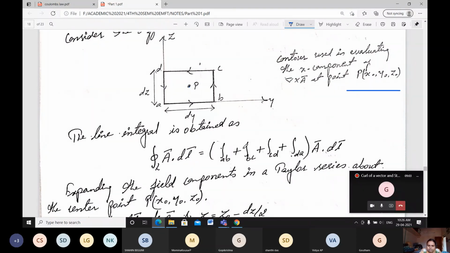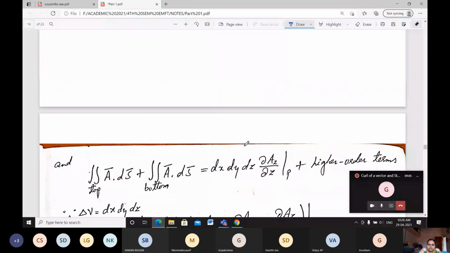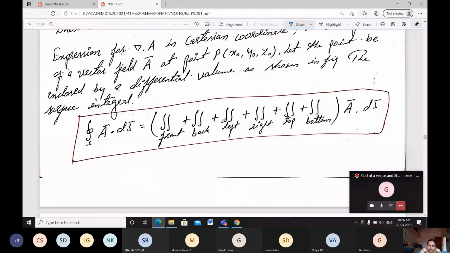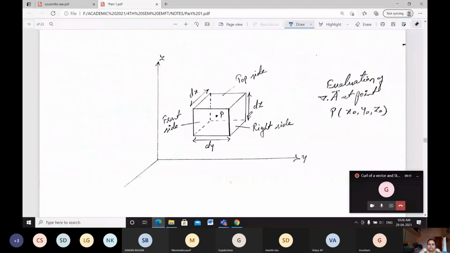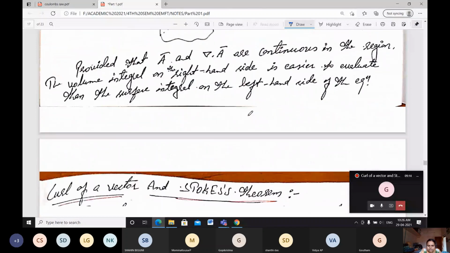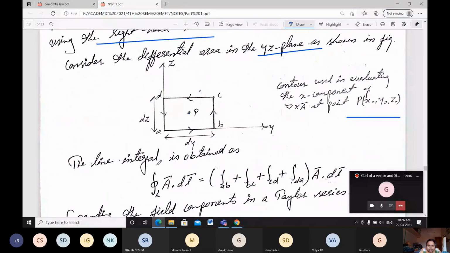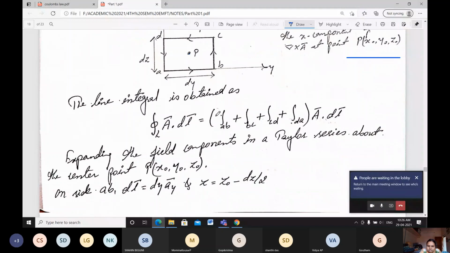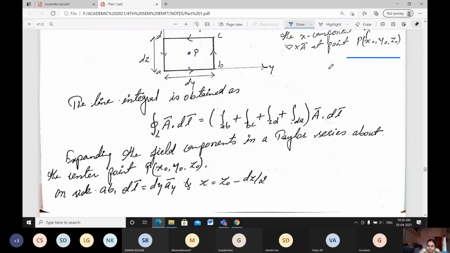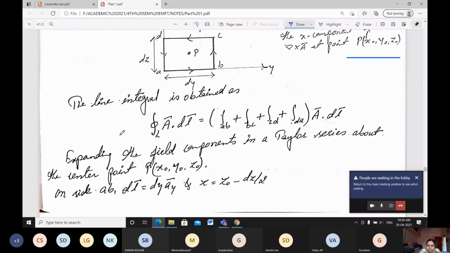The line integral is going to be obtained. In the previous case we took front, back, up, down, right, top, bottom. Here it is taken in the same way, and we consider all the sides. Therefore, the closed integral over L of vector A dot dl is the integration AB plus integration BC plus integration CD plus integration DA of vector A dot dl, the vector displacement.